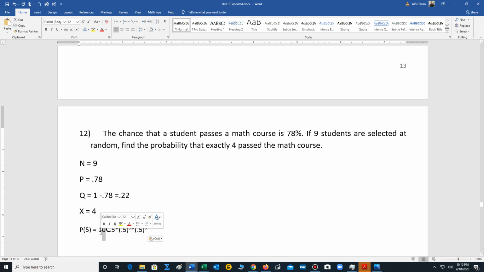So let's remember, n is 9, and we want 4 successes. Our probability of success is 0.78, and we want 4 of those. And then this is 0.22, to the power of 9 minus 4. What's 9 minus 4? 5. So we just punch this into our formula to get our answer.